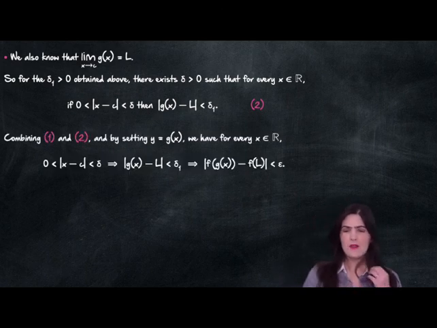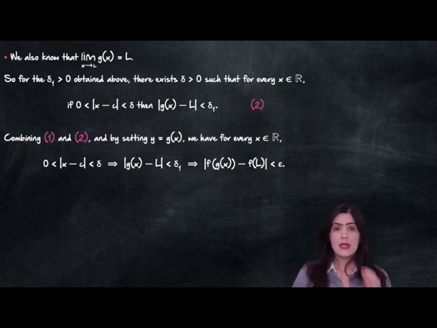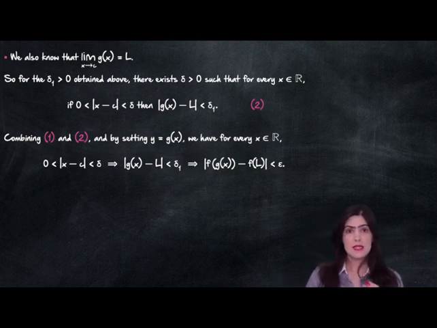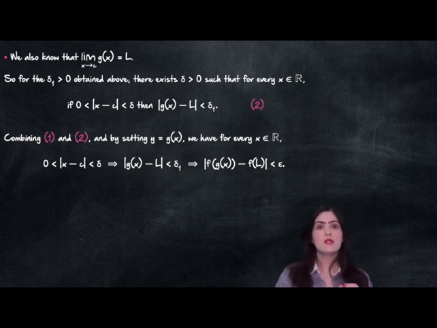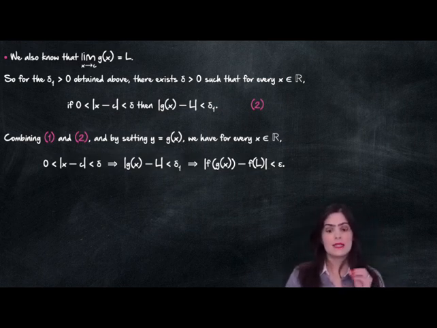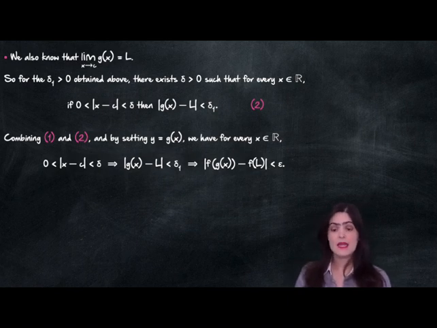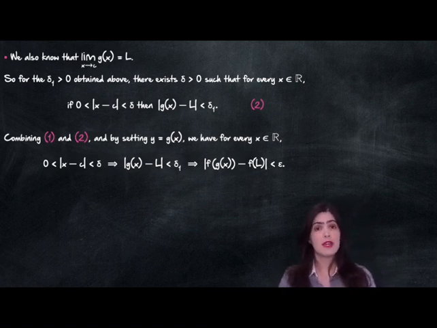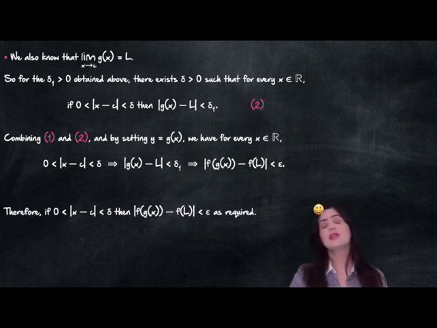Let's see. If I combine what I said before with this, and we set y equal to g of x, we have the following. If the distance between x and c is less than delta and greater than 0, then the distance between g of x and L is less than delta 1. But that implies that the distance between f of g of x and f of L is less than epsilon. And that is exactly what we wanted to prove.